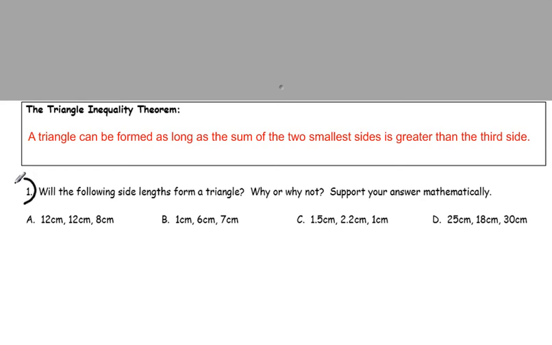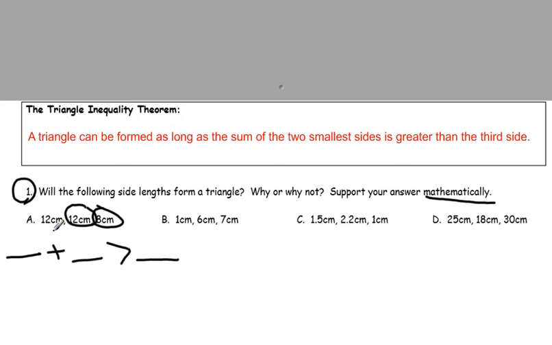So in example number 1, it says which of the following side lengths will form a triangle, why or why not. Support your answer mathematically. For these problems, don't just write, oh, B. You have to show the work that goes along with deciding whether or not the side lengths form a triangle. So you have to show that the sum of the two smallest sides is larger or is not larger than the third side. They're not always going to give you the side lengths in order from smallest to largest. You have to actually look and see which two are the smallest.